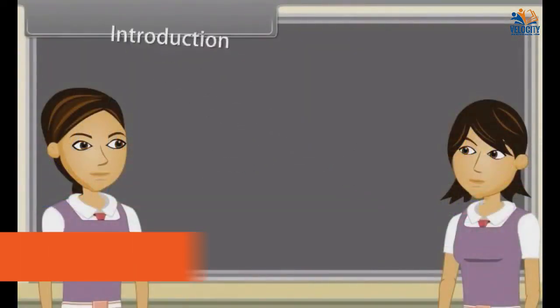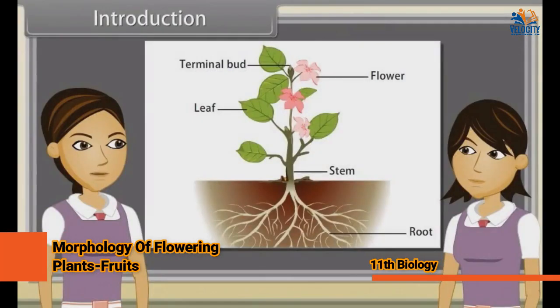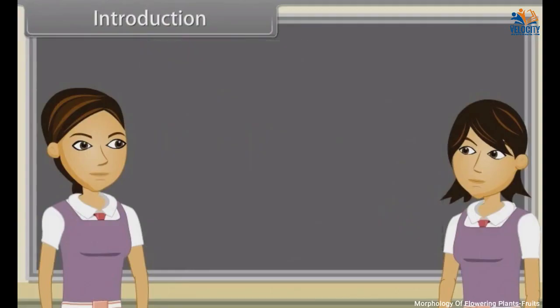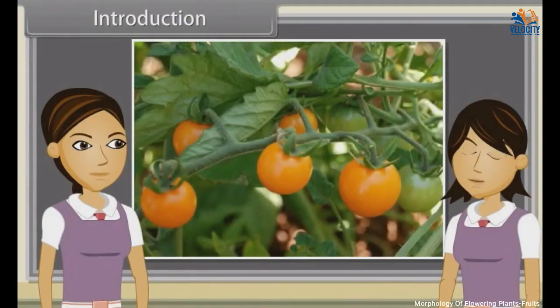Introduction. We have already discussed characteristics, types, modifications and functions of roots, stems, leaf, inflorescence and flowers. Now we will study sporogenesis, gametogenesis, pollination, fertilization, fruits and seeds.